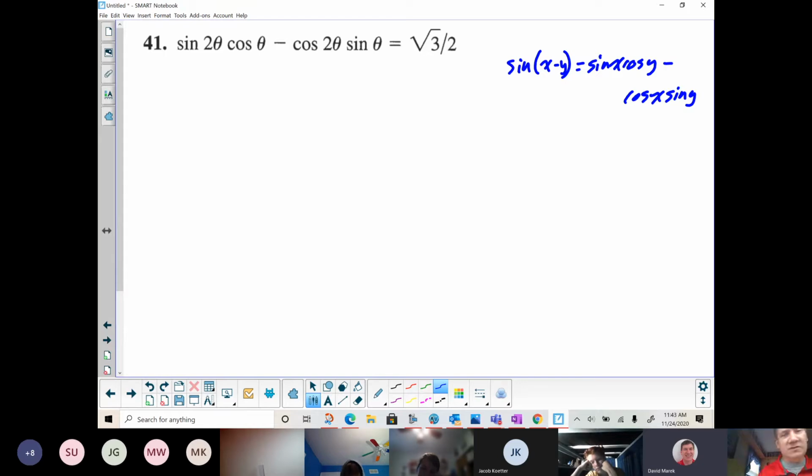It happens every single day. Oh well. So we can then turn this into, this is equal to the sine of 2 theta minus theta. That's equal to square root of 3 over 2. And my, how convenient is that? Because simplifying what's on the inside of the parentheses becomes theta.